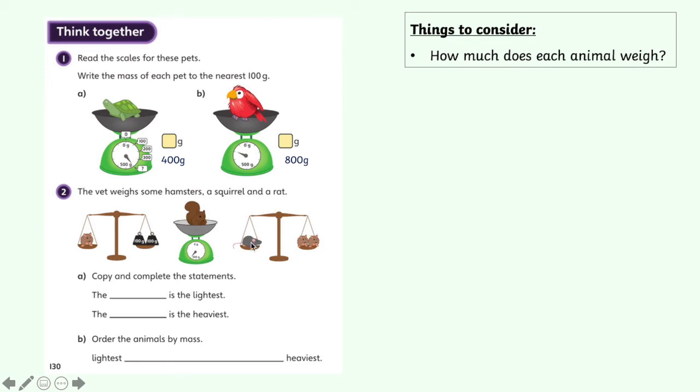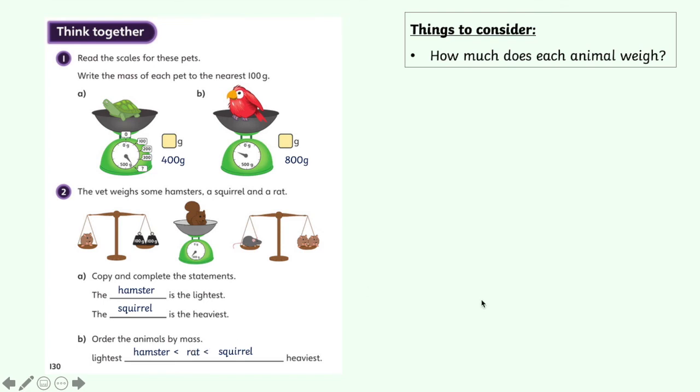Over here, we've got the rat being balanced with 2 hamsters. Now we know that 1 hamster is 200 grams, so 2 hamsters is double that, 400 grams. So we've got 200, 600, and 400. So the lightest is the hamster, the heaviest at 600 is the squirrel, and then if we were to order them by mass, we would have the hamster, the rat, and then the squirrel. And notice that I've used my less than symbol. The hamster weighs less than the rat, and the rat weighs less than the squirrel.